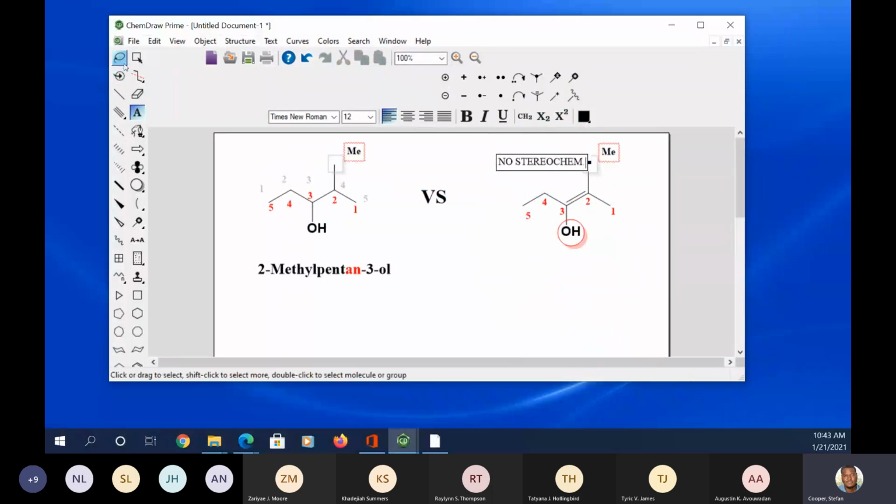Okay. So can we name the molecule now? I don't have to worry about saying E or Z. I do my substituent first. You guys told me that's a methyl group. My parent chain is pent. However, I do have a double bond now, right? So I do have unsaturation. So what should I say next? 2-ene, 3-ol. Hopefully you guys can see how things change a bit.